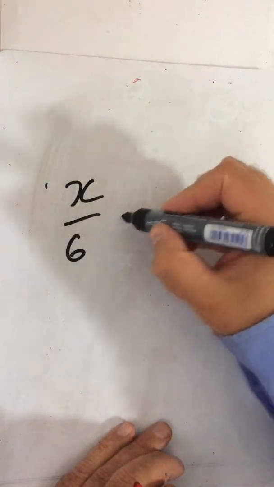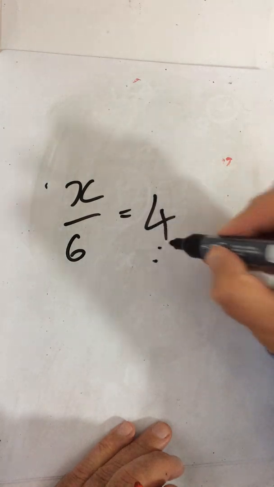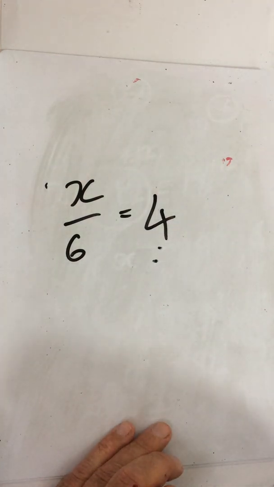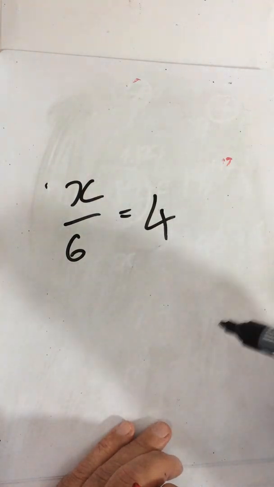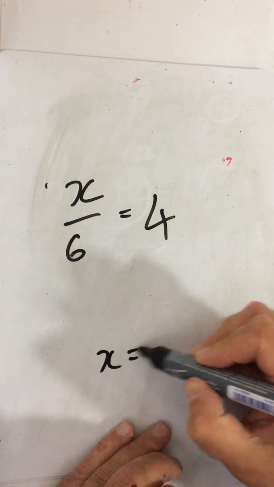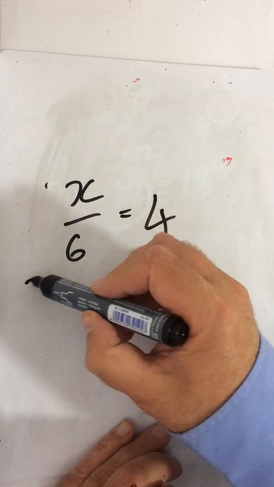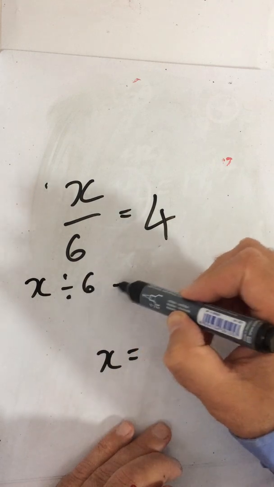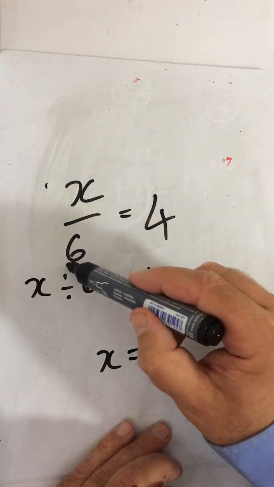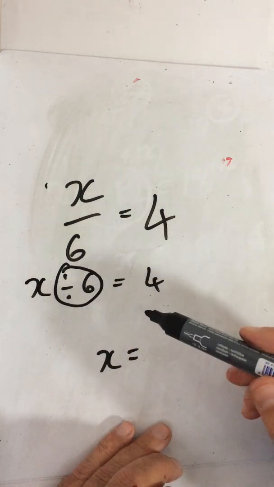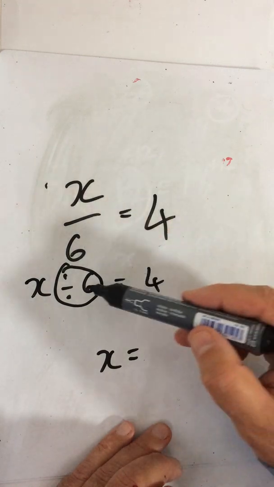x divided by 6 equals 4. Now let's have a little look here. Again, I want to be left with x on this side. This is basically x divided by 6 equals 4. So this is a divide. x divided by 6.